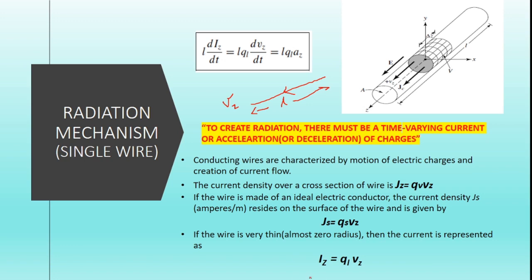Now what are the conditions for radiation to be created? To create radiation, there must be a time varying current, or acceleration, or deceleration. So there are three conditions under which radiation can be created. Either the current has to be time varying in nature, or the charges have to be accelerated, or the charges have to be decelerated. Under all these three conditions, we can say that radiation can be created.